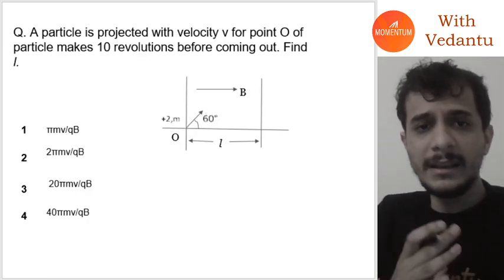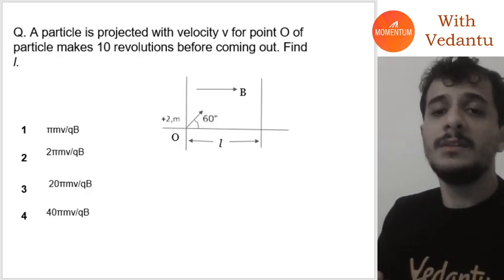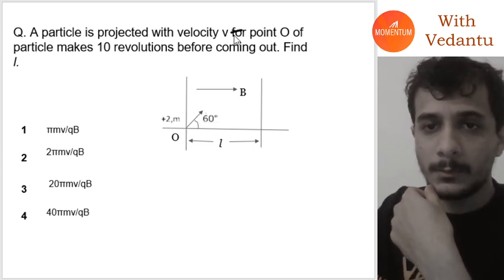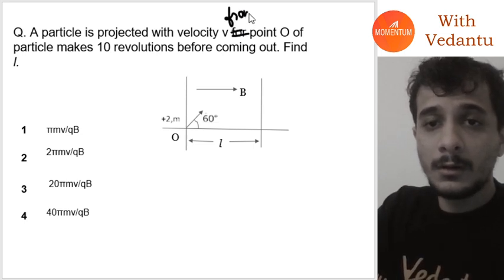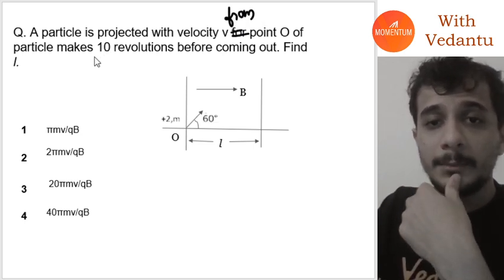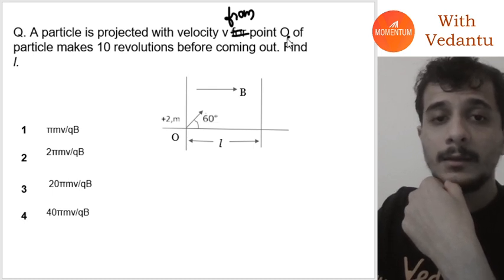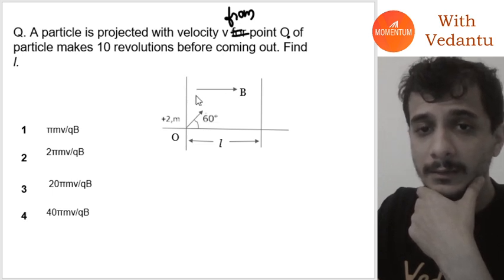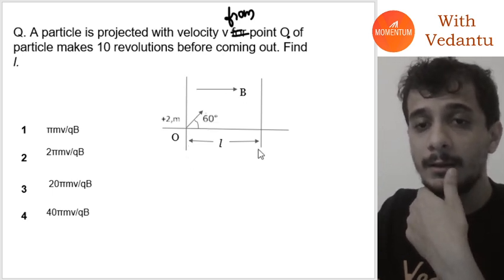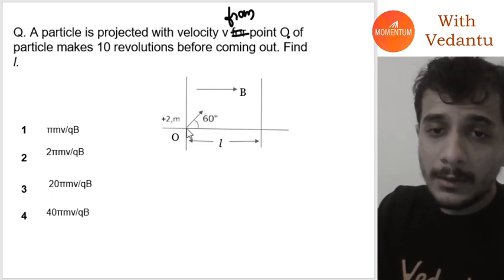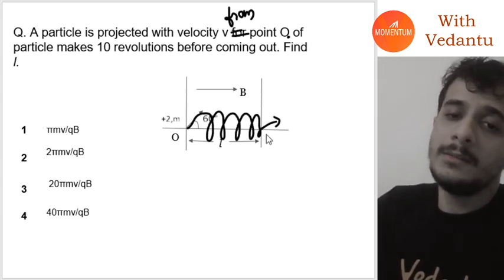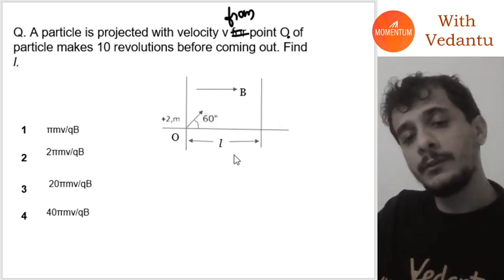Okay. Next, a particle is projected with a velocity v from point O, and the particle makes 10 revolutions before coming out of the magnetic field. There is a magnetic field in this region, and the particle makes approximately 10 revolutions before coming out. You have to find the value of the length L.